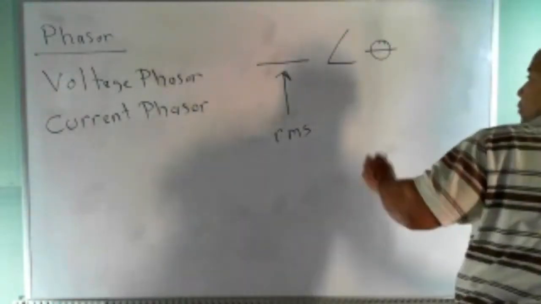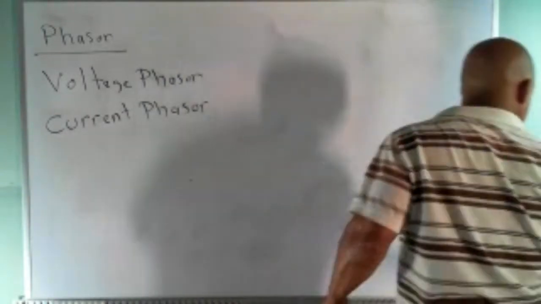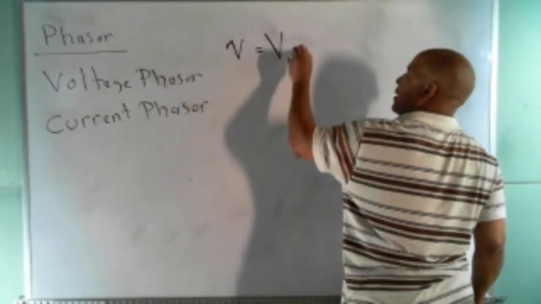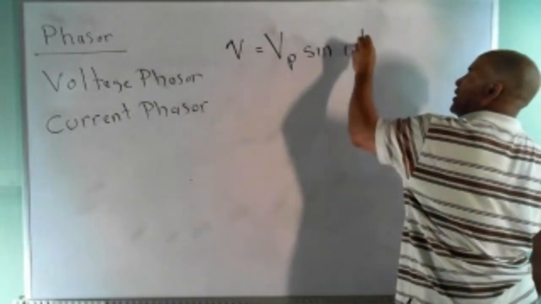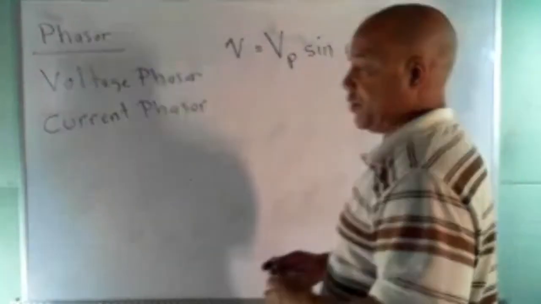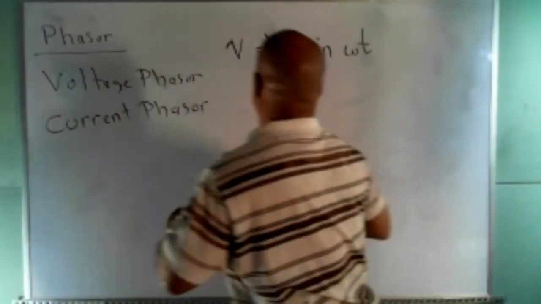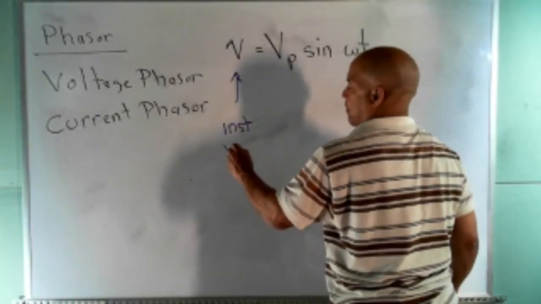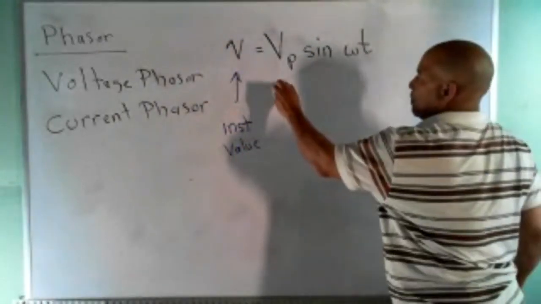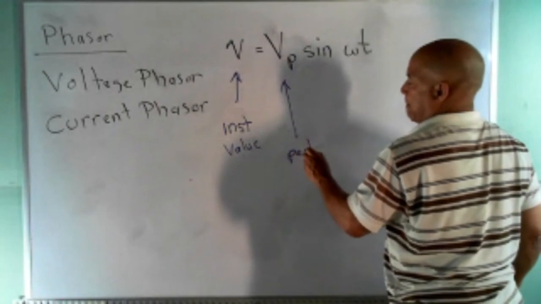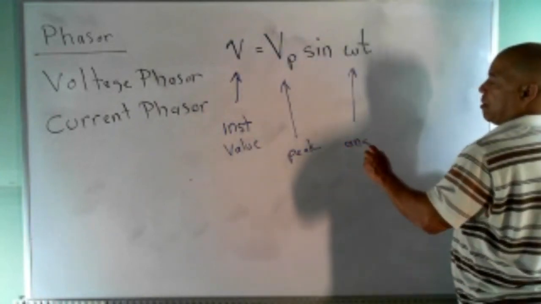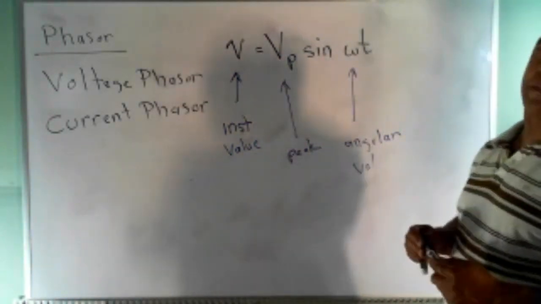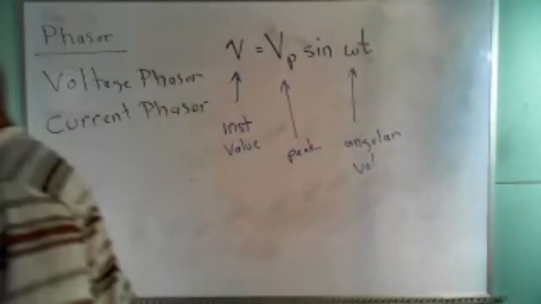So let me erase this and let me go back to the sine thing that we talked about last time. So remember I have V equals V peak sine omega t. You know that, or you should know by now, that this right here is the instantaneous voltage or instantaneous value for voltage or current. This is the peak value or amplitude. And that right there is the angular velocity. That's how fast the coil is turning in the magnetic field. There's one more piece I can add to it, though.